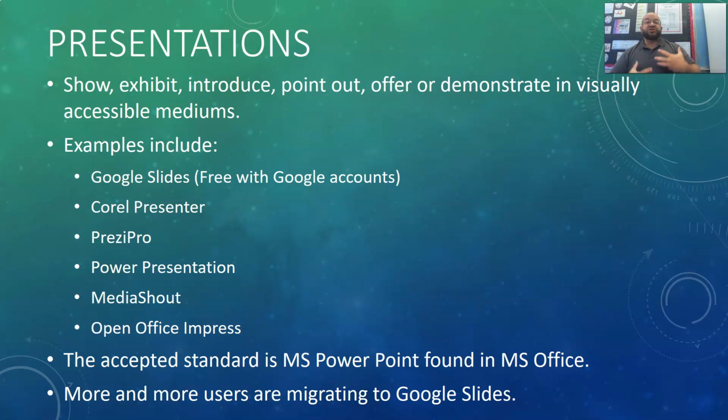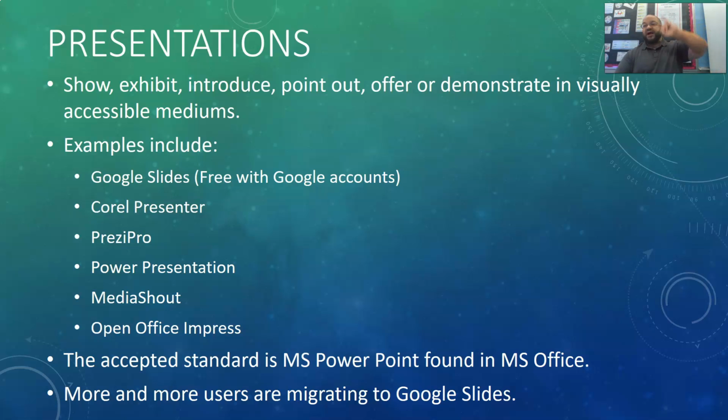So some examples include Google Slides. That sounds familiar, right? Because you use slides to make slides. We'll talk about that another day. And that is free with our Google accounts. We like that free stuff, right? You also have Corel Presenter, PreziPro, Power Presentation, MediaShout, OpenOffice Impress. And the current accepted standard is Microsoft Office. Slides and Office are very, very powerful tools. And more and more users are migrating towards Slides.